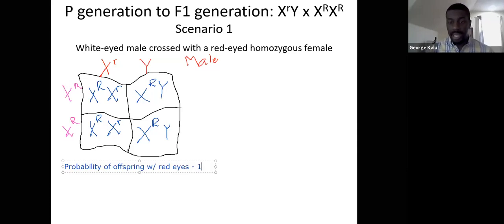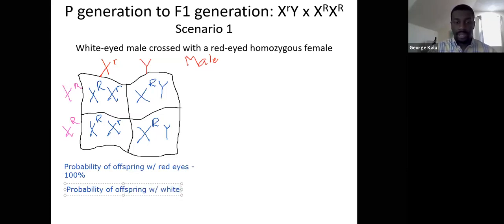Yeah, so Kimberly's got this. It's 100%. Perfect. Okay, so 100%. All of them are going to have red eyes. And the reason for that is because the dominant allele is going to be present in all 4 of these boxes. So all of the offspring here are going to have red eyes. Now, if you extrapolate from that, the probability of having offspring with white eyes would be 0%. Okay. Perfect.